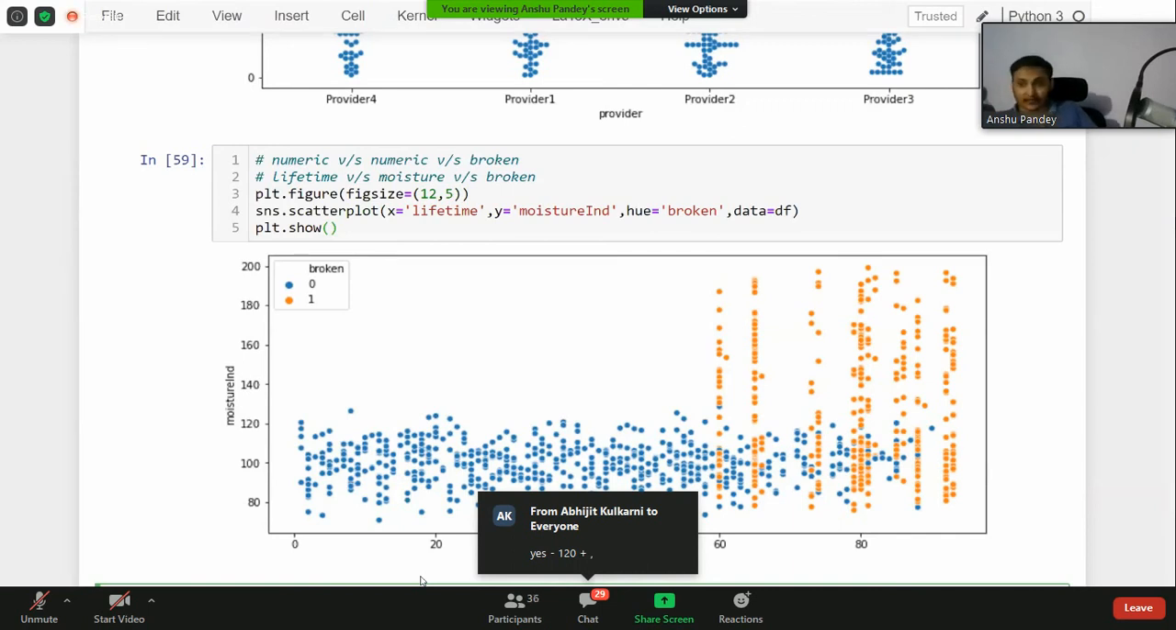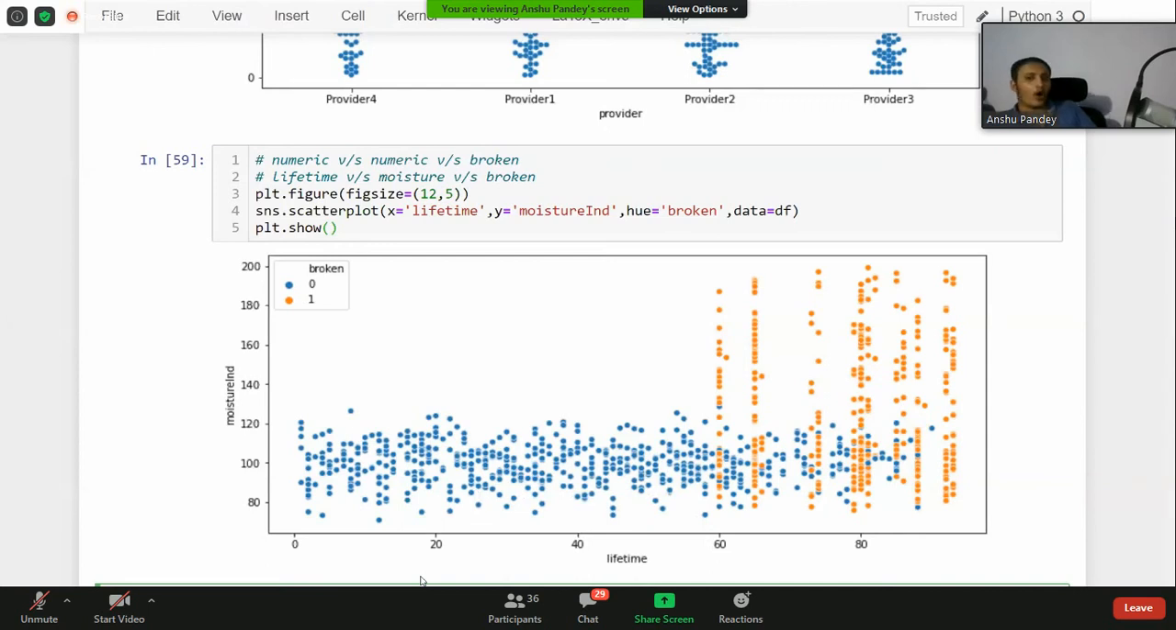Then there are also some patterns available, like machines manufactured by a particular manufacturer, or machines managed by a specific team, also having a few challenges or issues with quality, which is also leading to damage of machines.